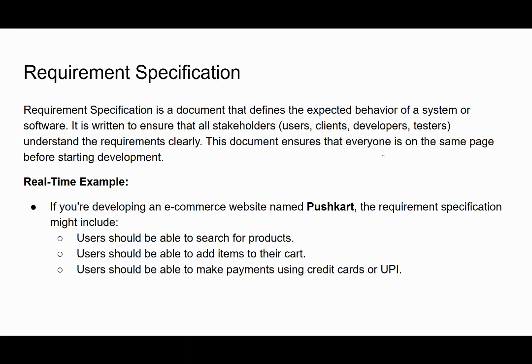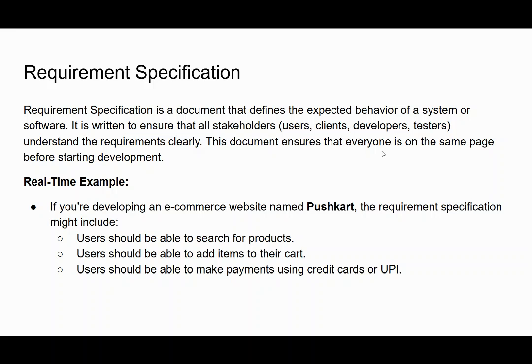What is this requirement specification? A requirement specification is a document that defines the expected behavior of a system or a software which you're going to develop. It is used by all the stakeholders, like users, clients, developers, and testers, to understand the requirements clearly.